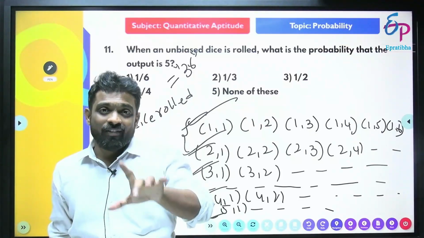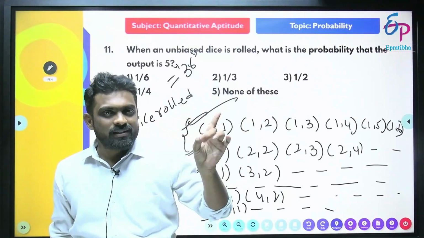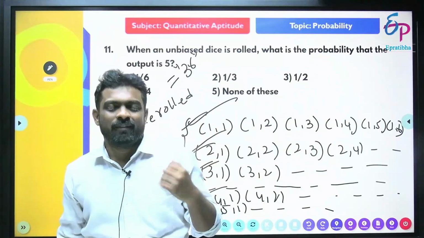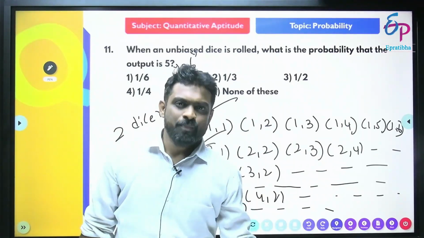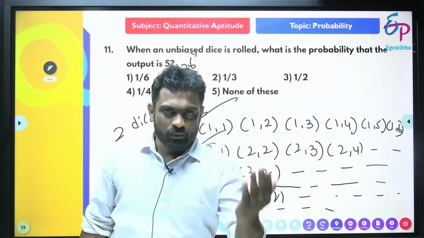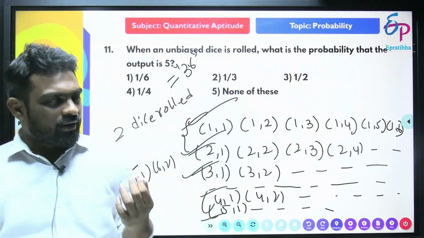Same concept as what we discussed in coins. One coin tossed, 2 to the power of 1. Two coins tossed, 2 square. Three coins tossed, 2 cube. In the same way for dice also. One die rolled, 6 to the power of 1. Two dice rolled, 6 square. Three dice rolled, 6 cube. Four dice rolled, 6 to the power of 4.